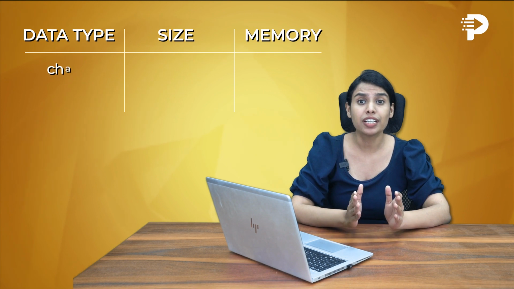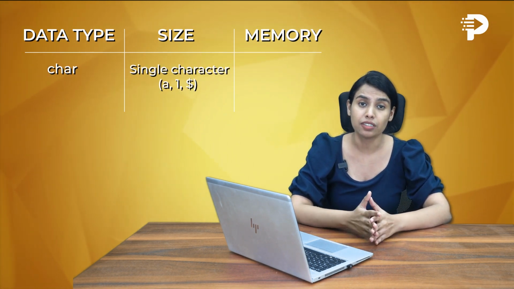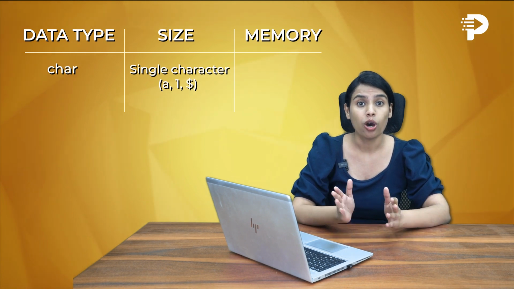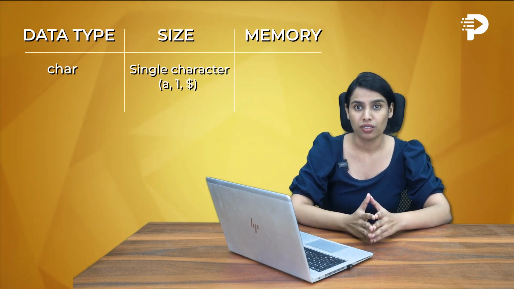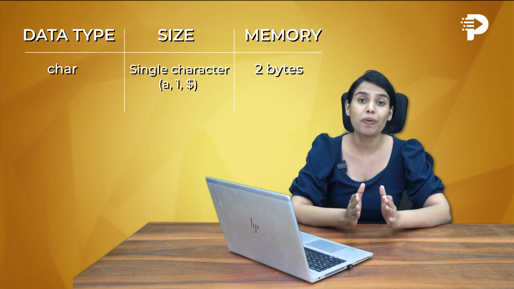Next, we have the char data type. A char can hold a single character like A or 1 or a $. It's used to store characters and uses 2 bytes of memory.